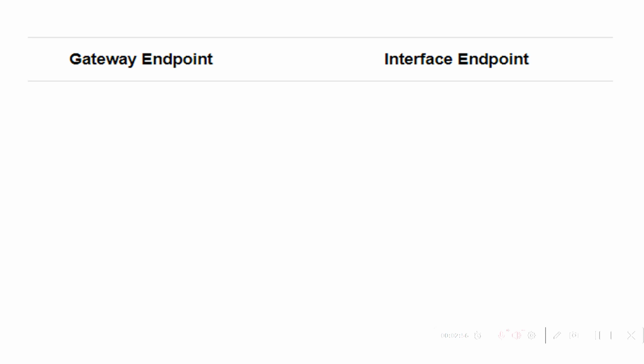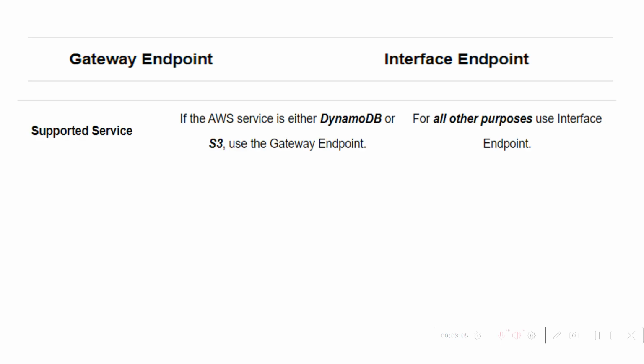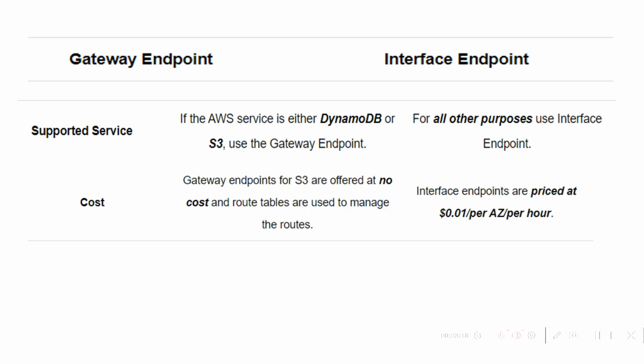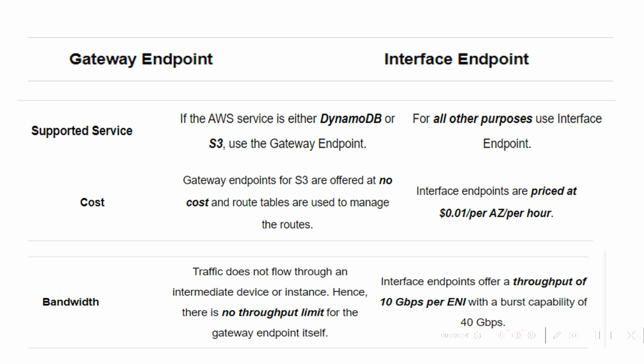So we have already talked about supported services. Gateway endpoint supports only DynamoDB and S3, and for all other services, you can use the interface endpoint. When you talk about cost, gateway endpoint is free of cost, and for the interface endpoint, you will be charged $0.01 per hour per availability zone. And when you talk about bandwidth throughput limit, there is no limit for the gateway endpoint, but in case of interface endpoint, it offers 10 Gbps per ENI.